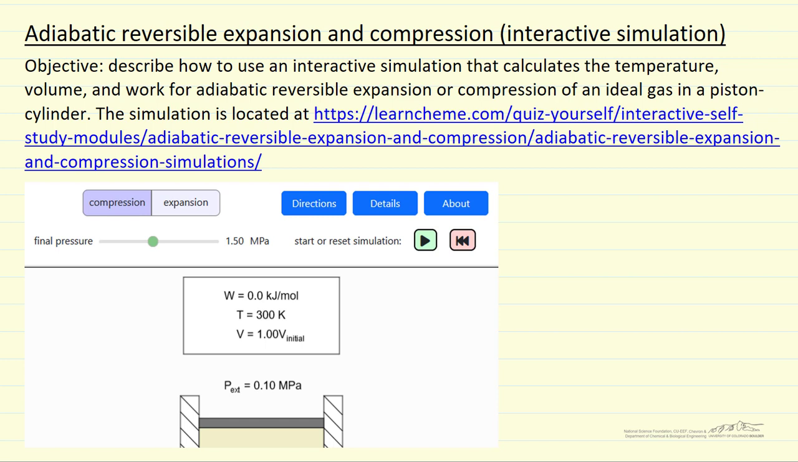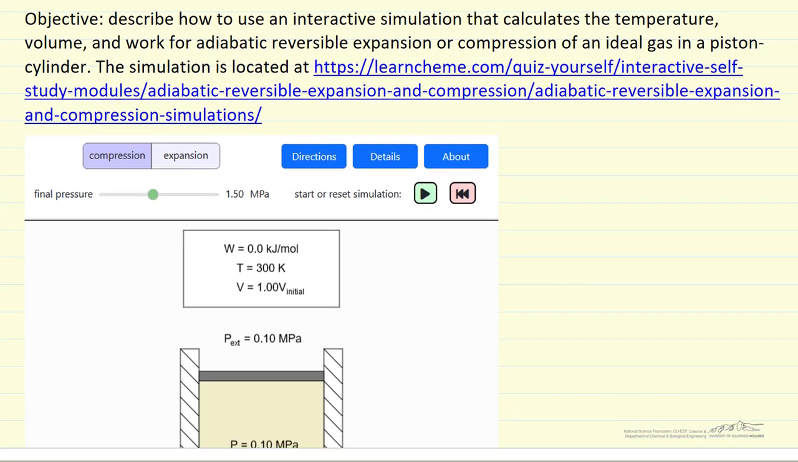I'm going to describe an interactive simulation for adiabatic reversible expansion or compression. This is in a piston and cylinder, so the equations apply for a flow system also. The simulation is located at the link indicated here, and this is a snapshot of the simulation.